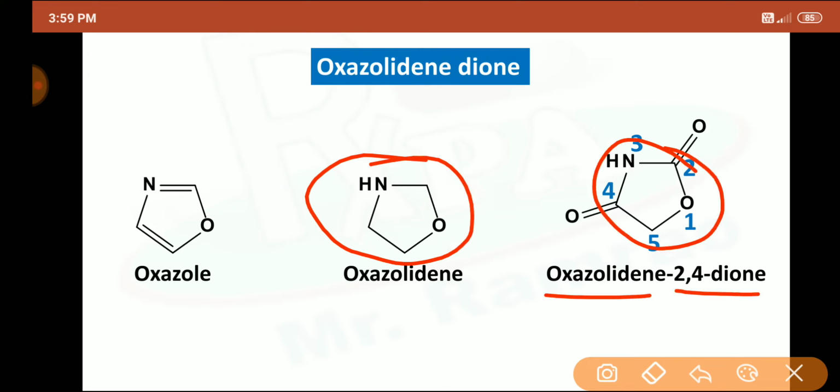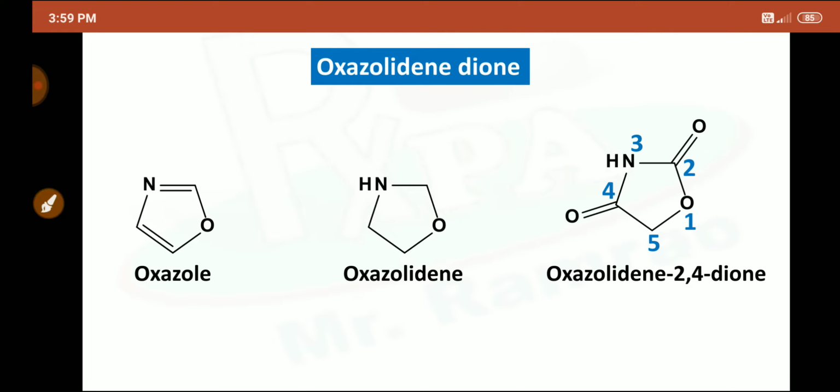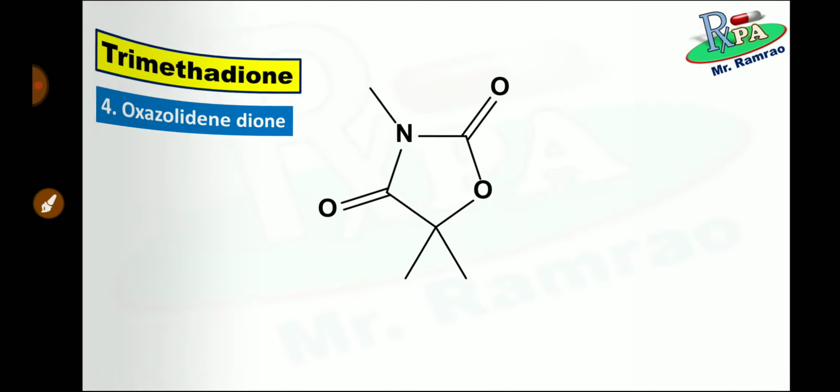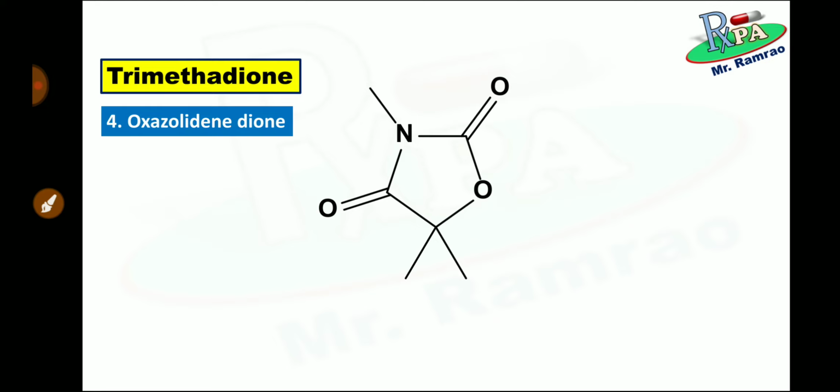On the second and fourth position, two ketone groups are present, similar to previous molecules, head and tail. What is the difference between head and tail and oxazolidine? You have to replace this NH in head and tail with oxygen, and it forms oxazolidine 2,4 dione. We'll see the molecules belonging to this class.